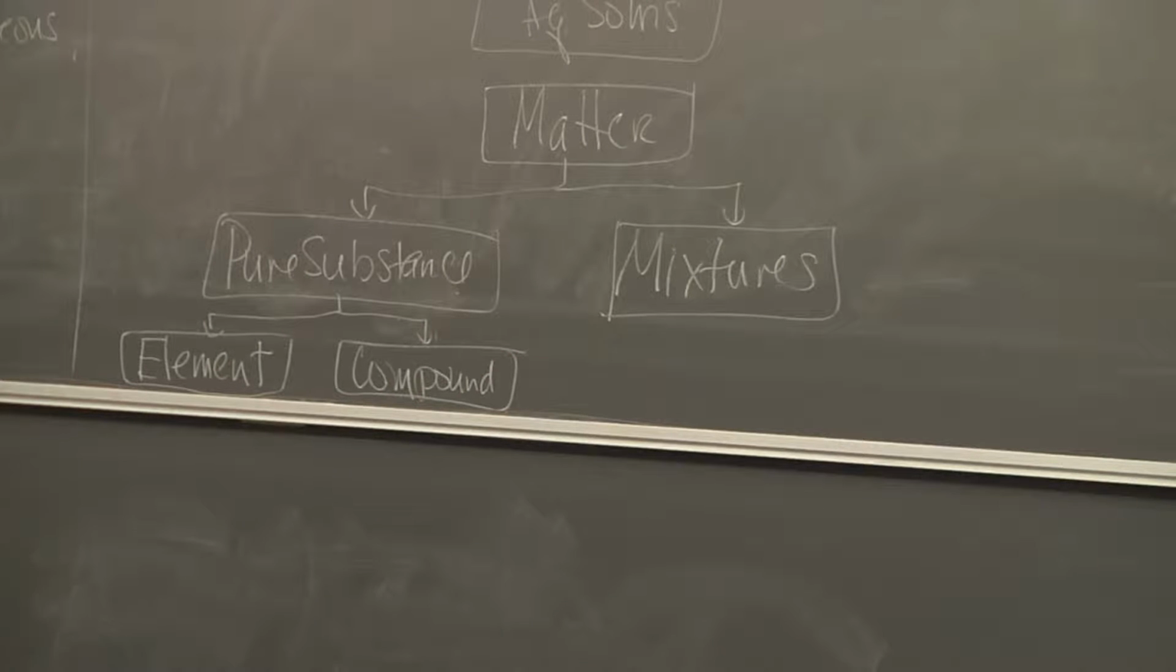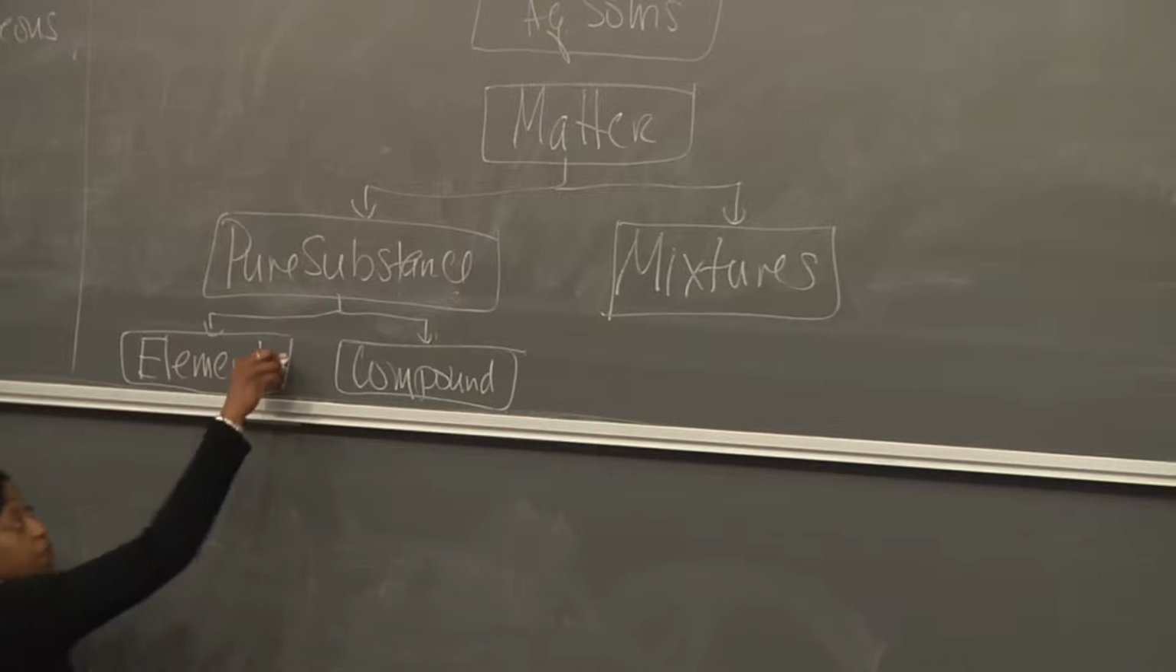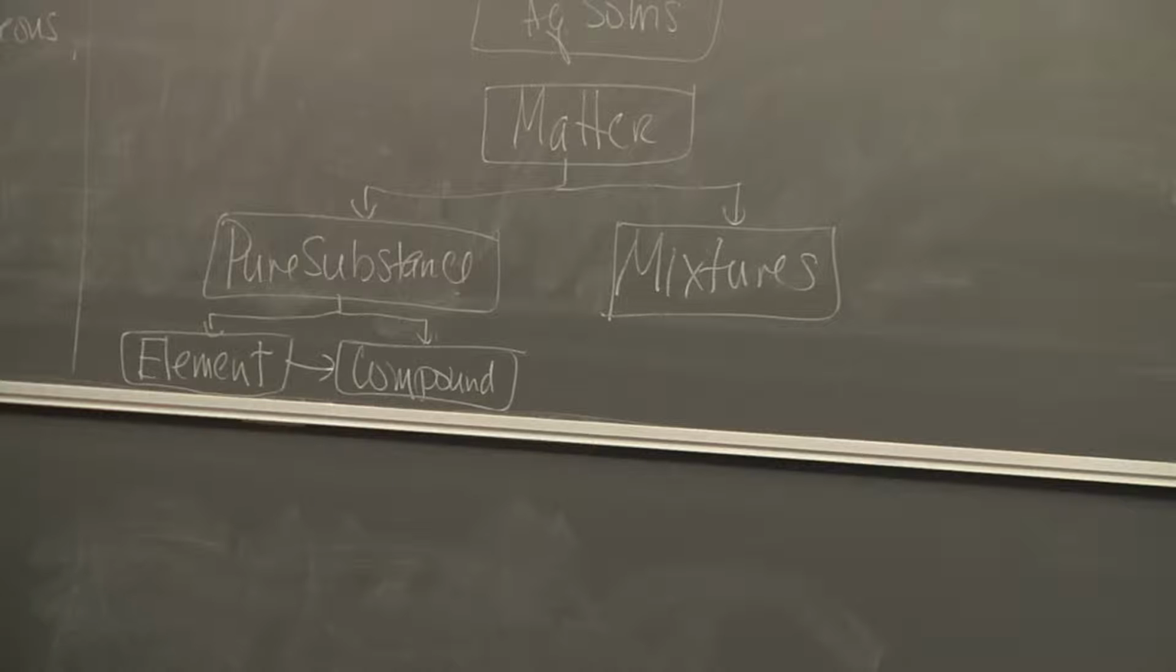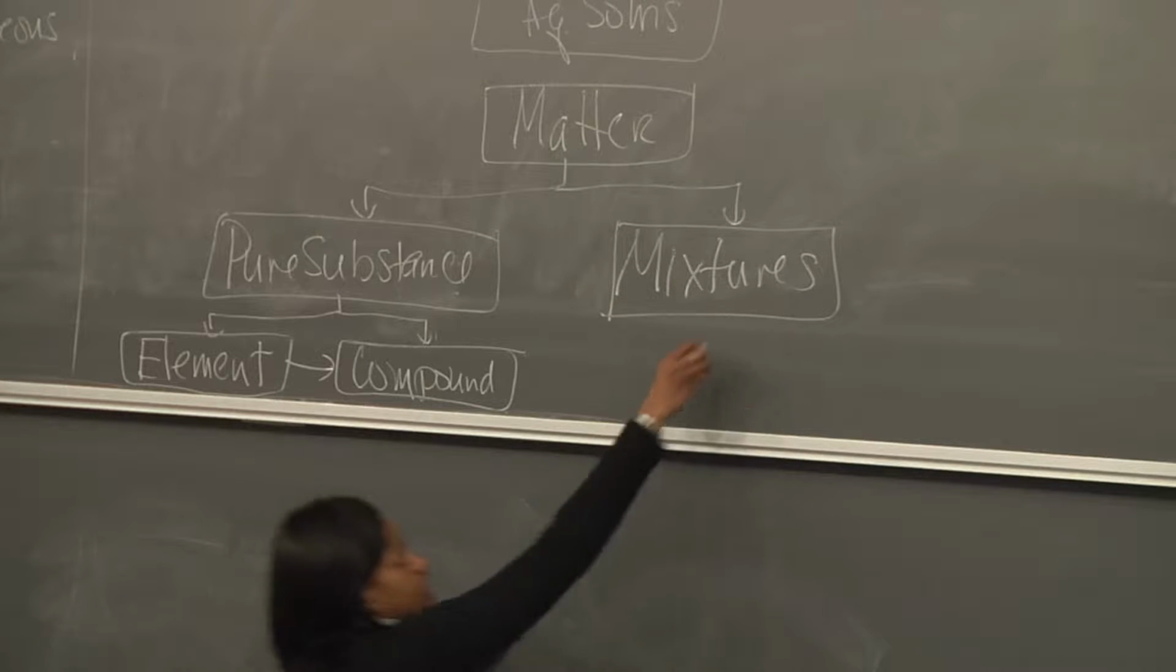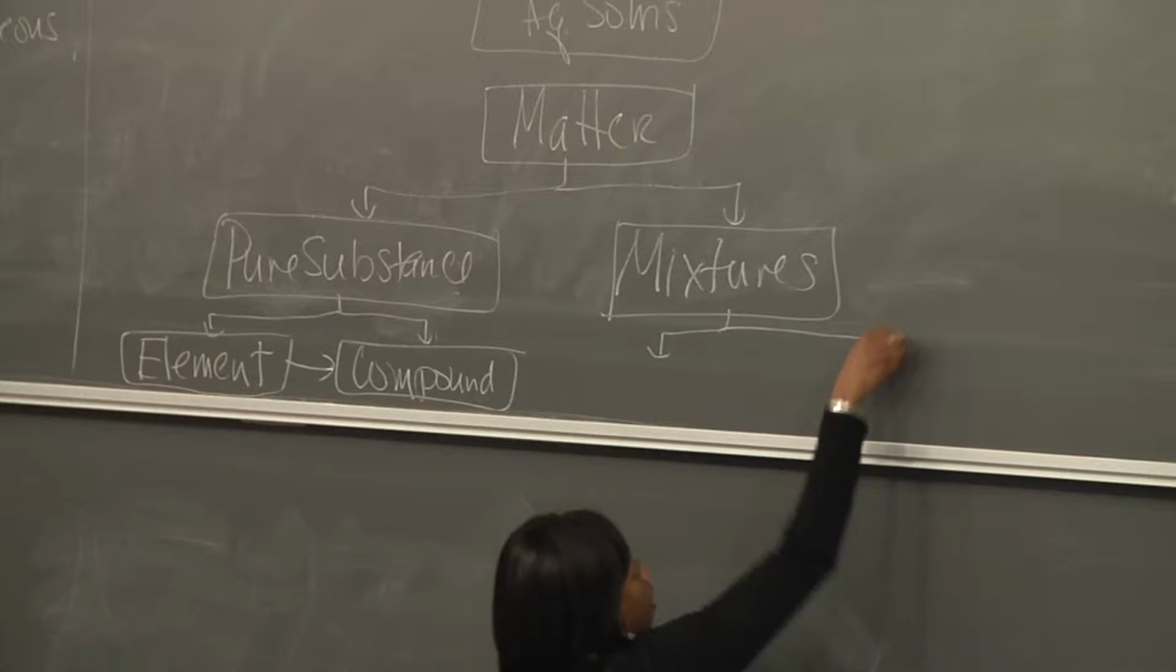And so an example of an element would be carbon, for example, or any of the other elements we take a look at on the periodic table. So they're single entities. And an example of a compound would be water. So you take the element oxygen and hydrogen and combine them in some way to form a compound.